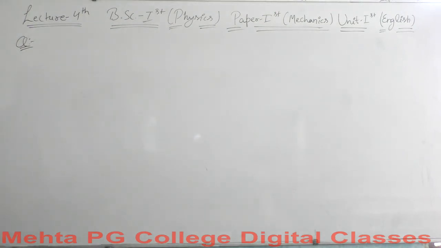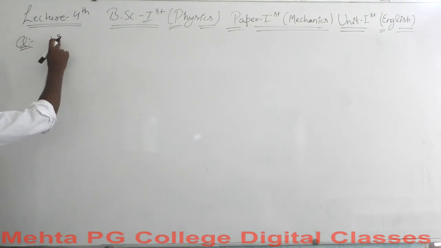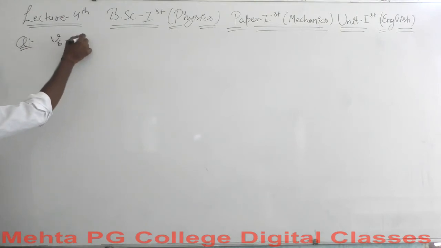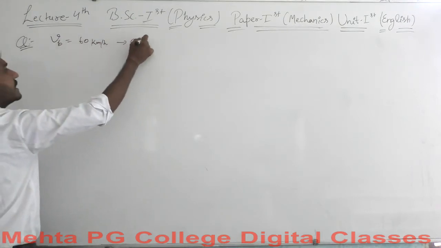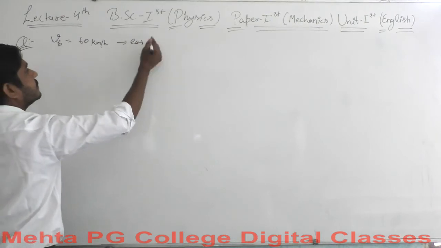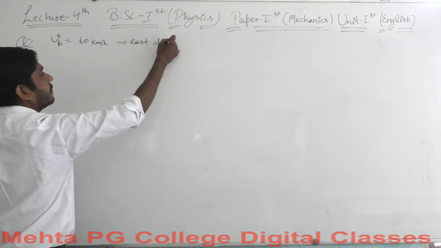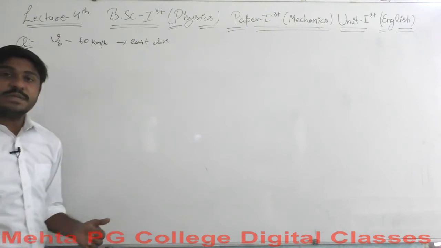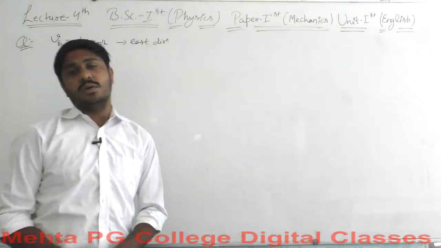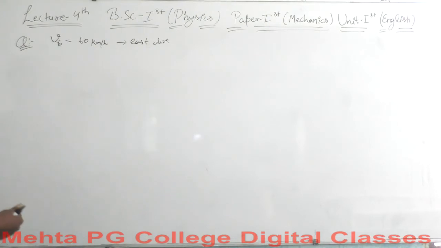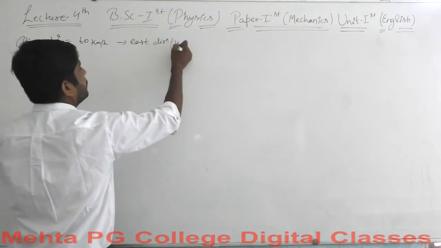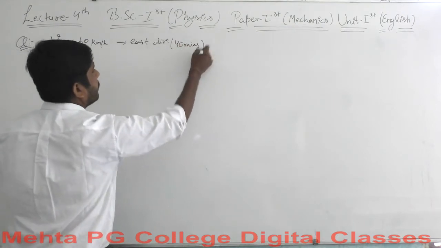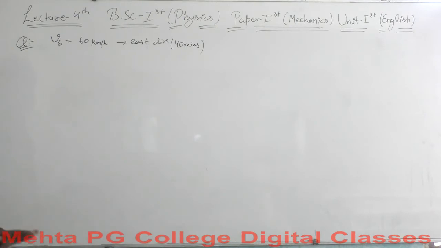A body is moving with a uniform velocity of 60 km per hour. Let's say this is the velocity of the body, about 60 km per hour in the east direction. And it has continued for 40 minutes only. It is going in this direction for only 40 minutes.